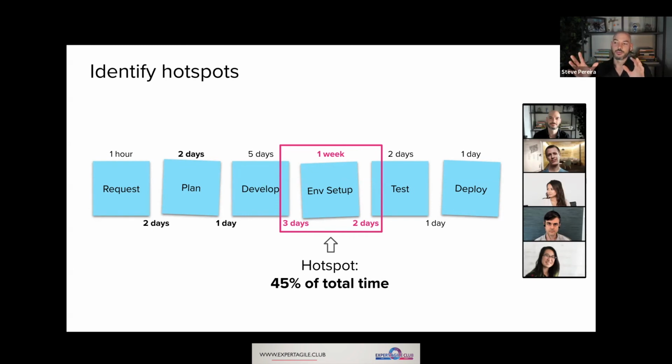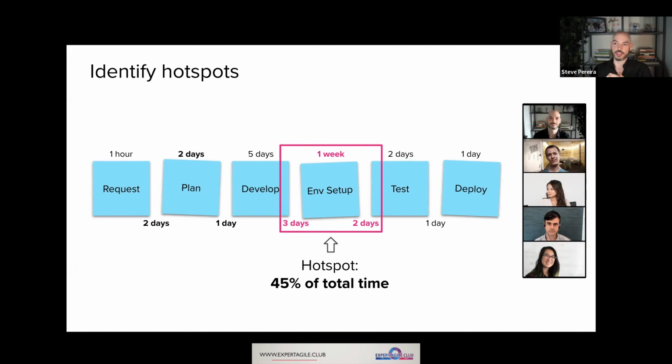And the reason why this stands out is because we've got 3 days of delay before it even starts. It takes a week, which is a week that your customers really don't care about, right? They don't even know that you're doing that, but they definitely don't want to pay you for it. And then 2 days afterwards, it waits before anybody even tests the outcome of that activity. So this is a notable issue in the value stream.